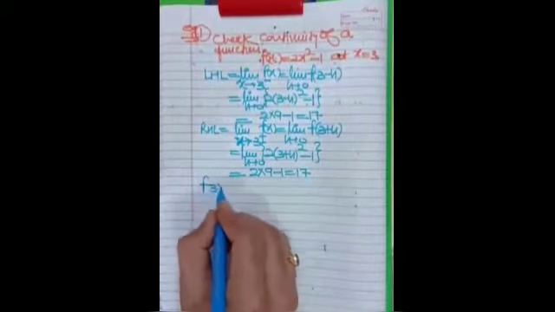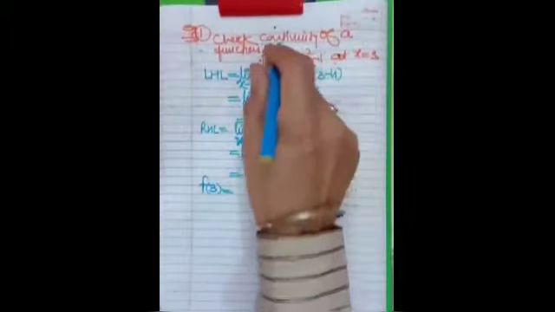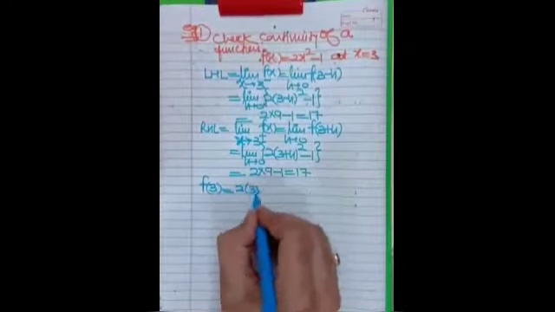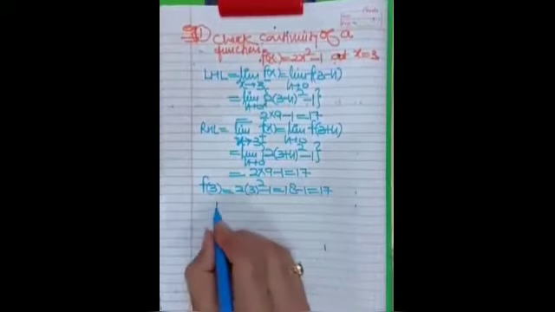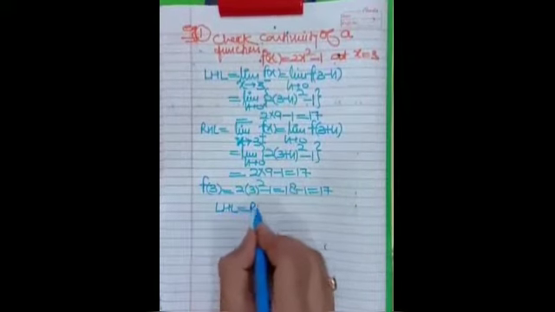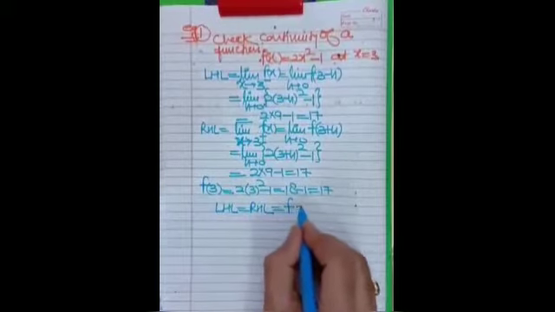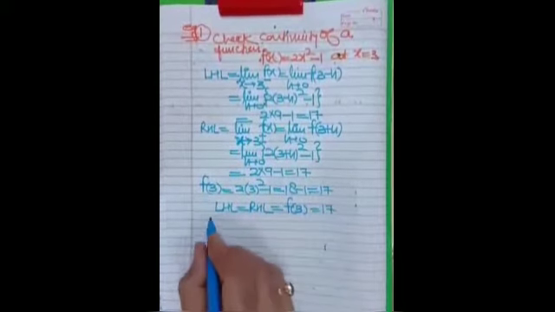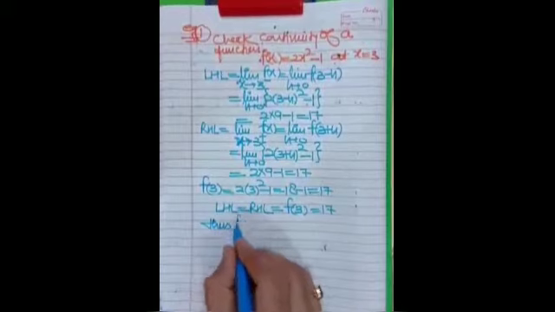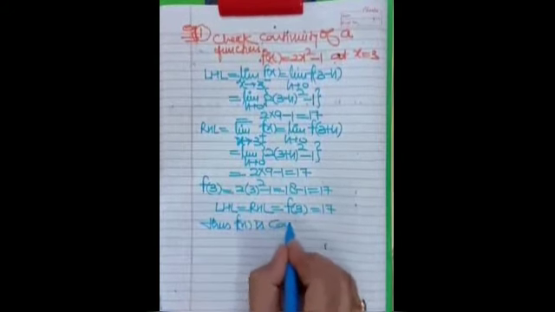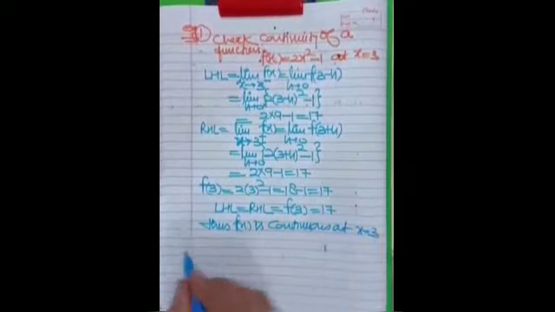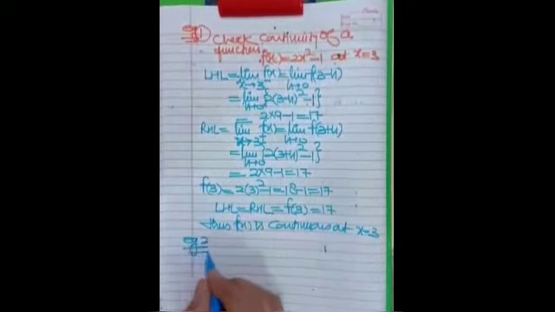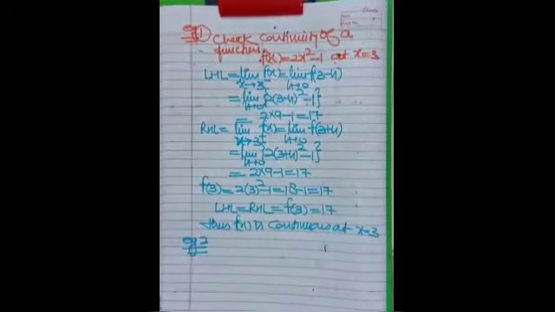Now the last step is to find the value of the function. Here you have to put 3 square minus 1, that is 18 minus 1, 17. Look children, you can see that LHL and RHL and the value are all equal to 17. Thus f(x) is continuous at x is equal to 3. This is the first type of question. We can directly check the continuity of a function by using this concept.